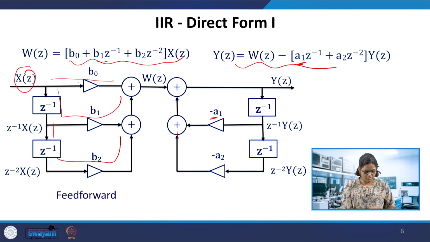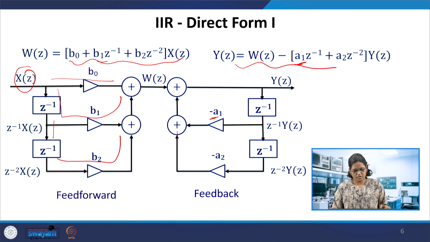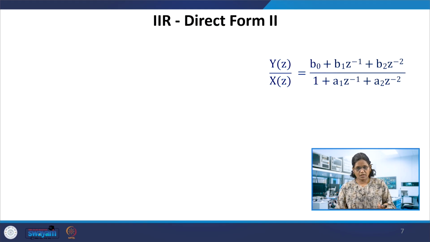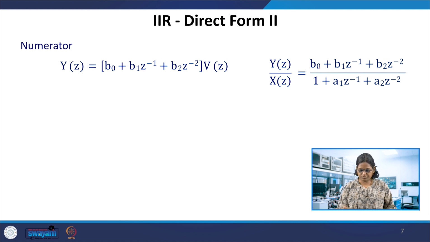Okay, so this is the feed forward network, with the feed forward coefficients, and this is the feedback network, or the feedback coefficients A1 and A2. So this is one realization, which has multiple delays, coefficients and adders. From the second one, H2 and H1 can be interchanged. In the given transfer function, the numerator multiplies this, so directly take this as y of z equal to this into v of z.